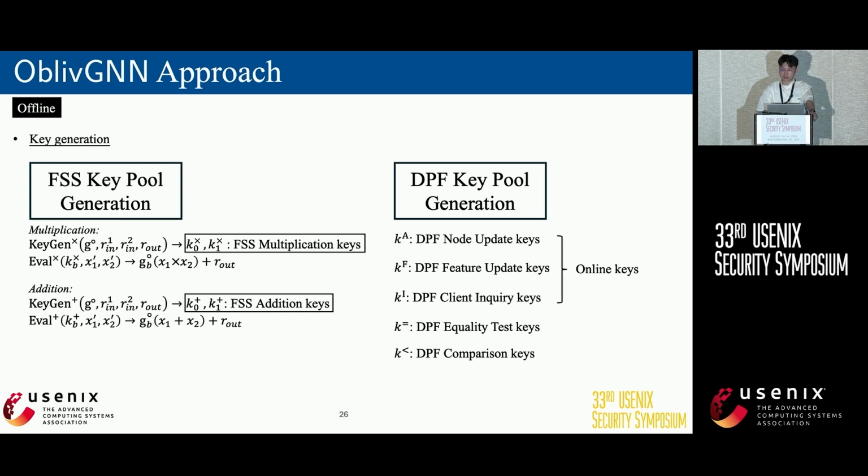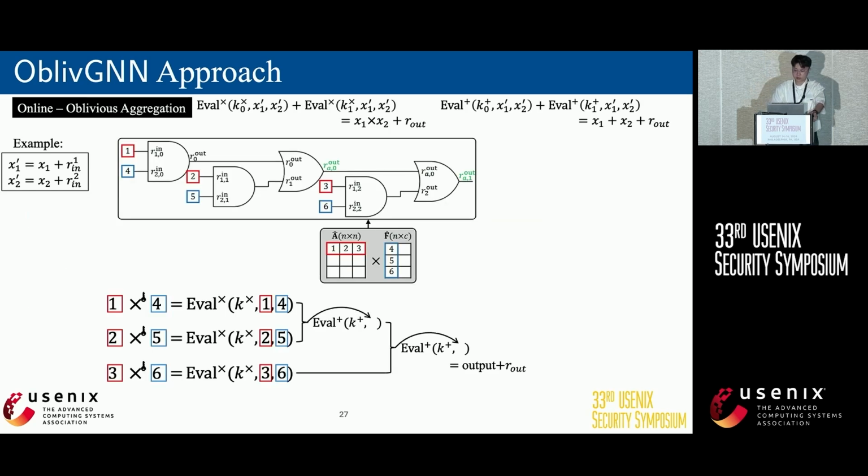And in the offline phase, for the oblivious activation functions, we will need to use the DPF equality testing keys and comparison keys. Let's now have a look at how to use the FSS keys for the oblivious aggregation.